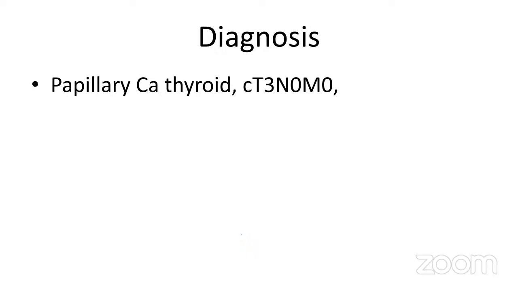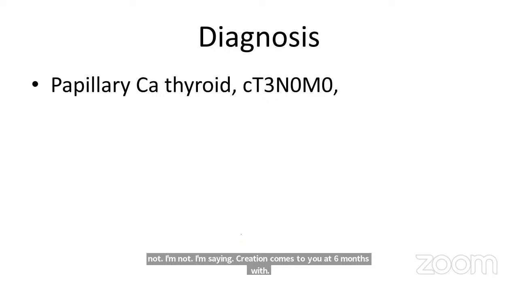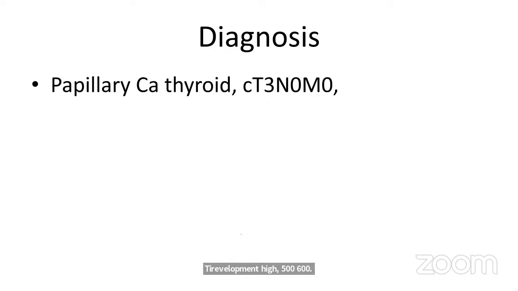No, I'm saying the patient comes to you at 6 months with thyroglobulin high, 500, 600, no structural disease in the neck. What would you approach your nuclear physicians with? What would you ask them to do? A nuclear scan, sir. Iodine scan, sir. Madam, please contradict that statement.